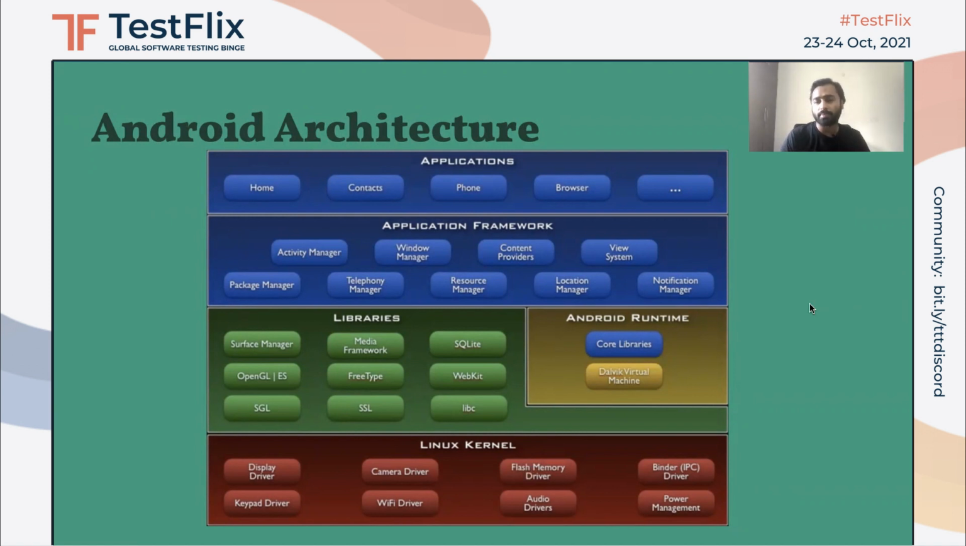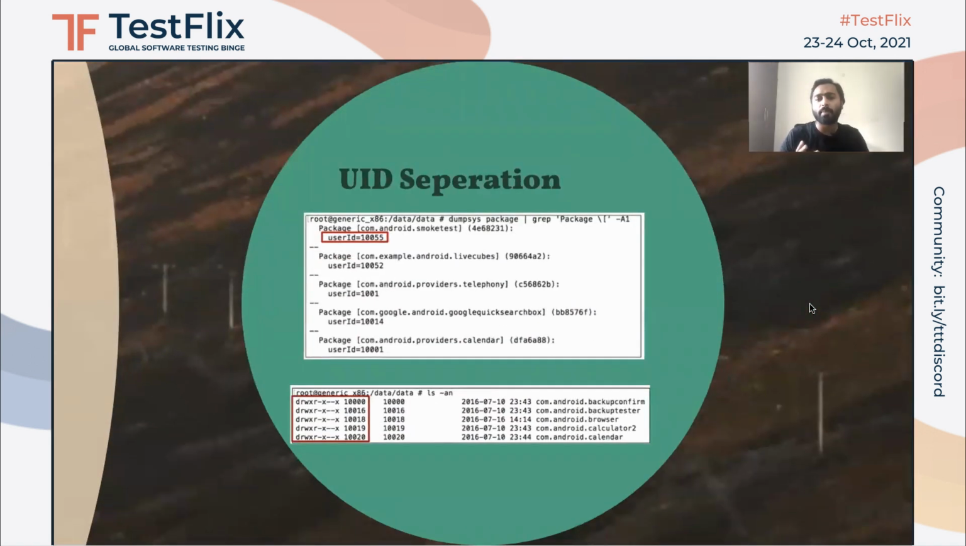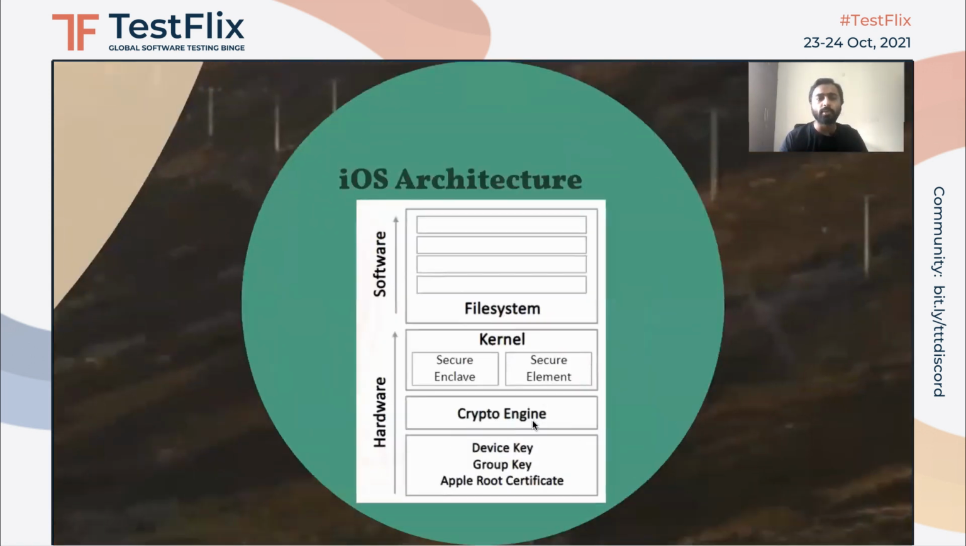So everything works in an abstracted form. Ideally they are encapsulated in a way that there is no privilege escalation, or no unauthorized access to the system resources. Similarly, for every application, we have a particular UID. So suppose you have different applications, every application will exist as a different user, just like users in Linux, where every user will only have access to their own resources and not to anyone else's. Similarly for iOS, we have software sitting on a different layer with the file system.